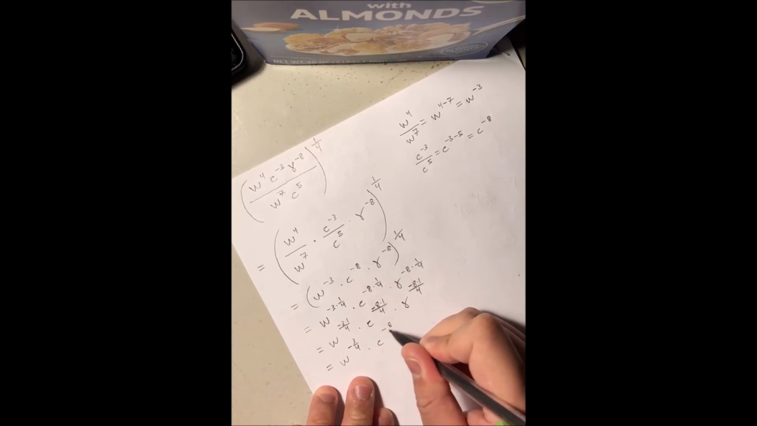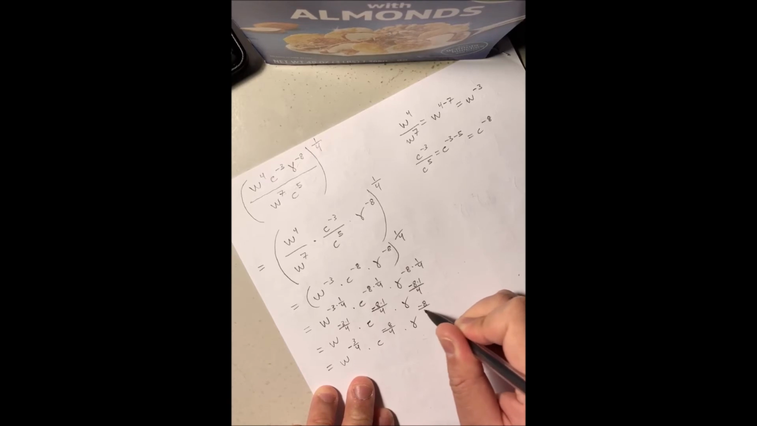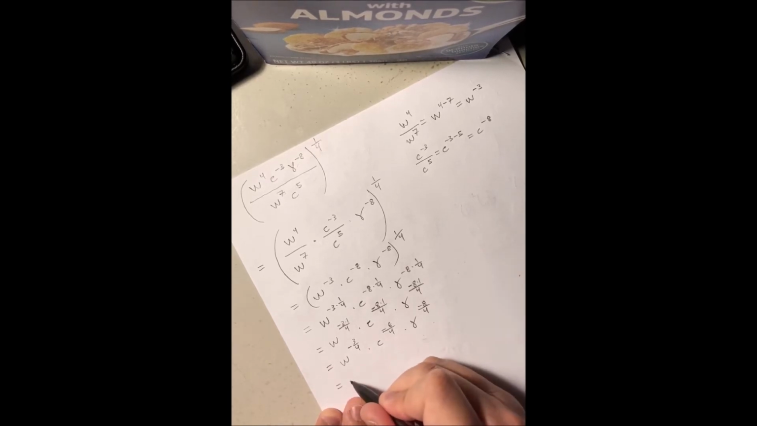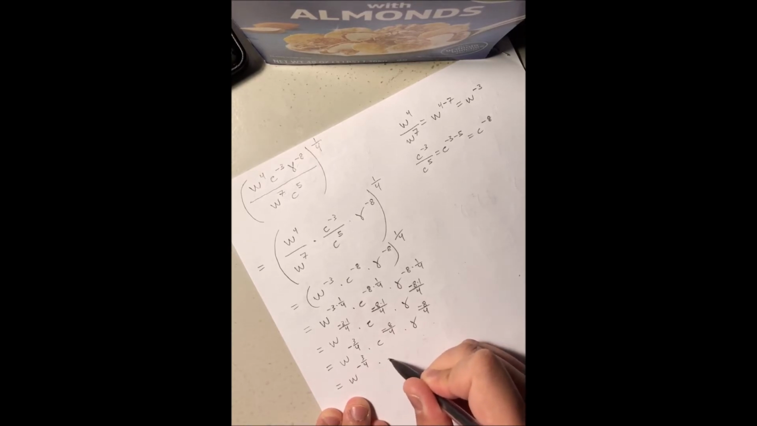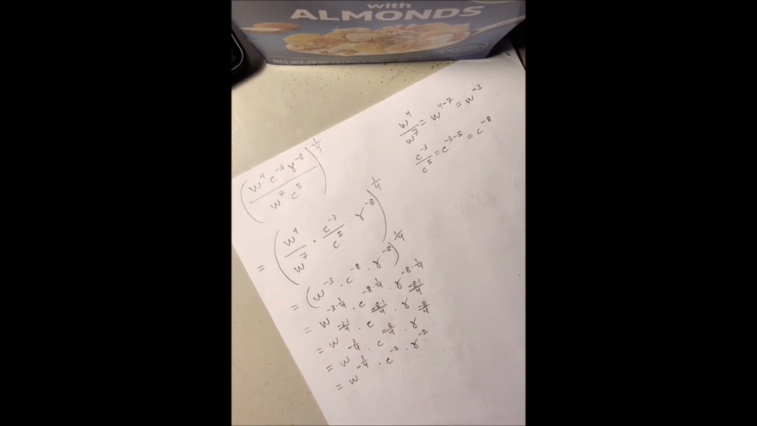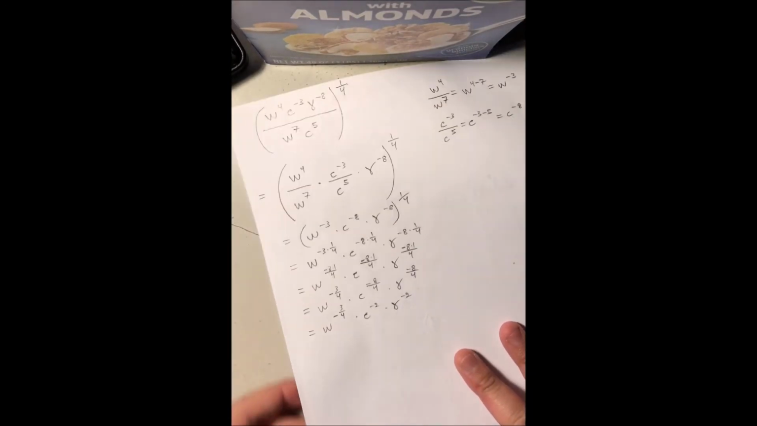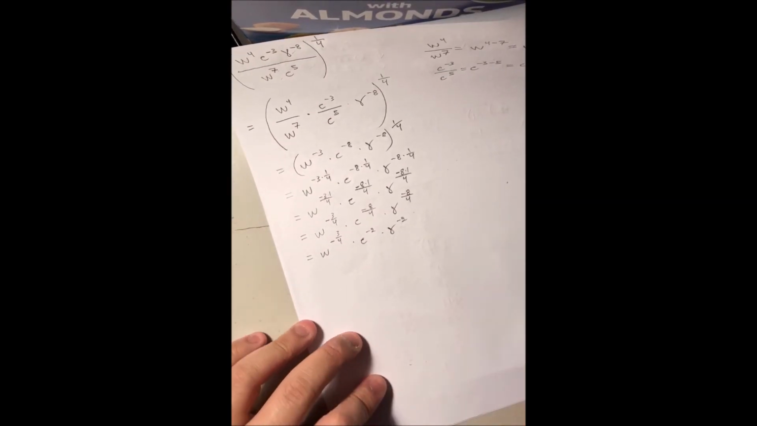Simplifying even further, you get w raised to the negative 3 over 4 times c raised to the negative 8 over 4 times gamma raised to the negative 8 over 4, which is equal to w raised to the negative 3 over 4 times c raised to the negative 2 times gamma raised to the negative 2. Okay. Now we're not done at this step yet, okay?